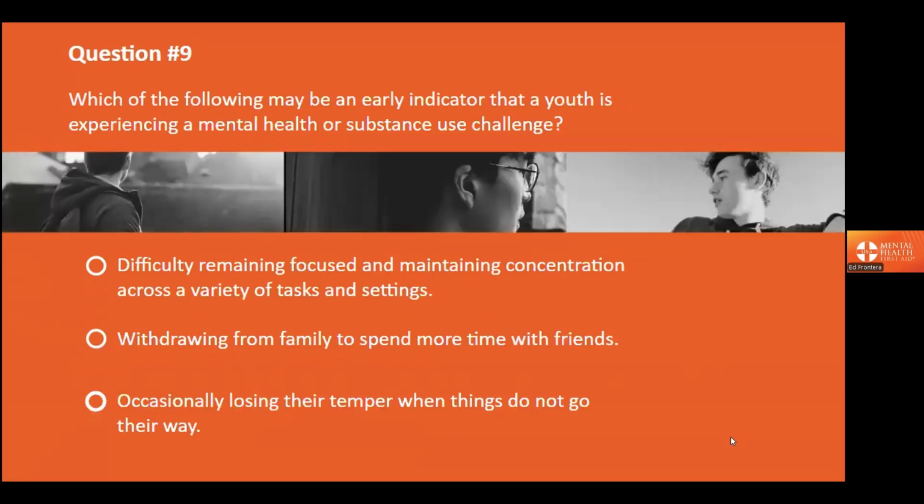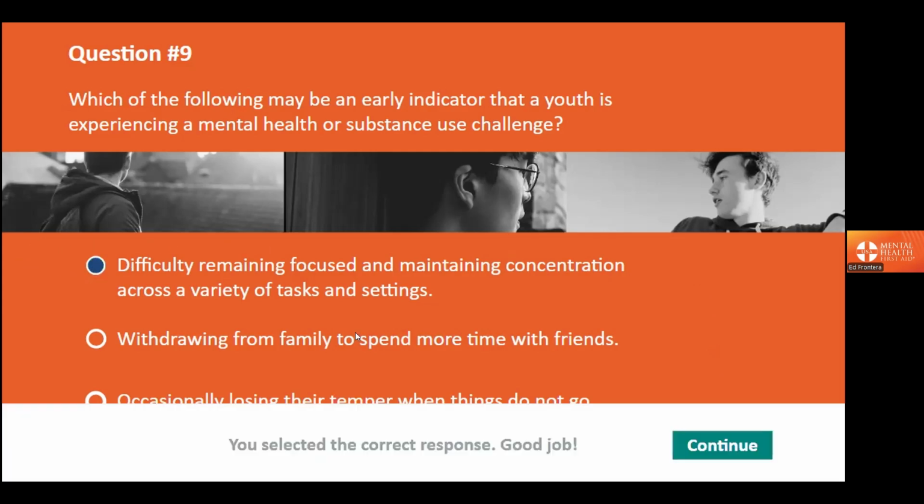Which of the following may be an early indicator that a youth is experiencing a mental health or substance use challenge? Difficulty remaining focused and maintaining concentration across a variety of tasks and settings. Withdrawing from family to spend more time with friends. Occasionally losing their temper when things do not go their way. You selected the correct response.